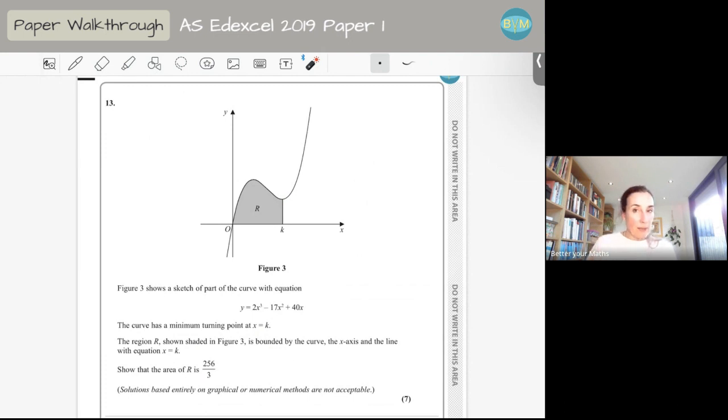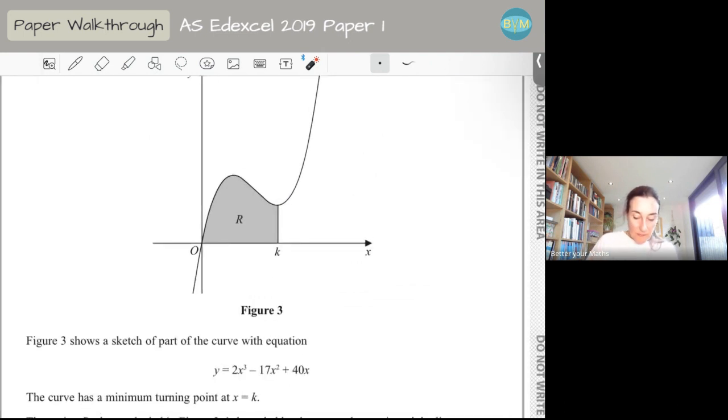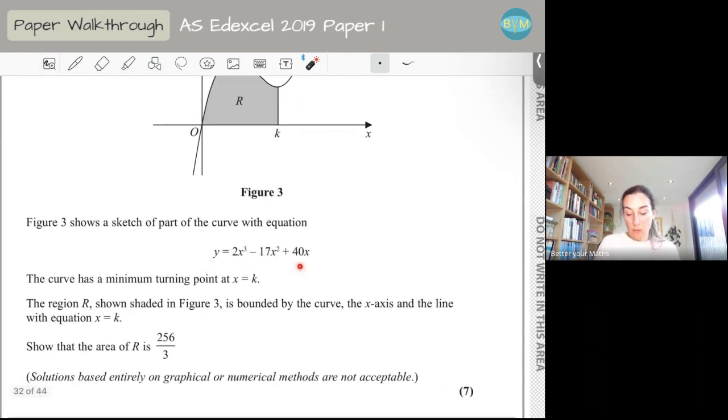Remember, we are going to integrate to find the area. We are going to integrate the curve that we have the equation for between 0 and k. We need to find that k. And k is the x-coordinate of one of the stationary points, the minimum. So we're going to find the stationary points. To find the stationary points, we are going to differentiate this function and make that equal to 0.